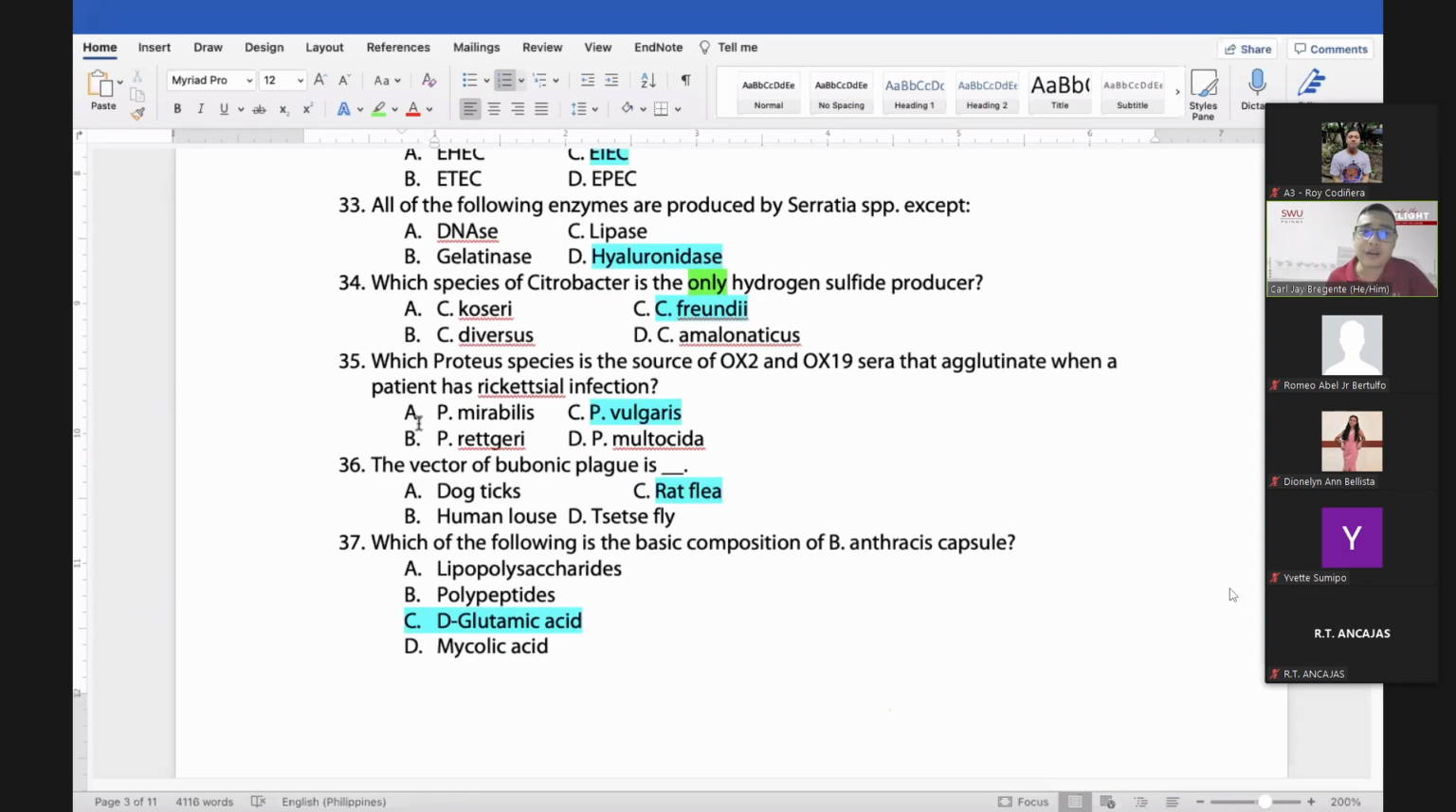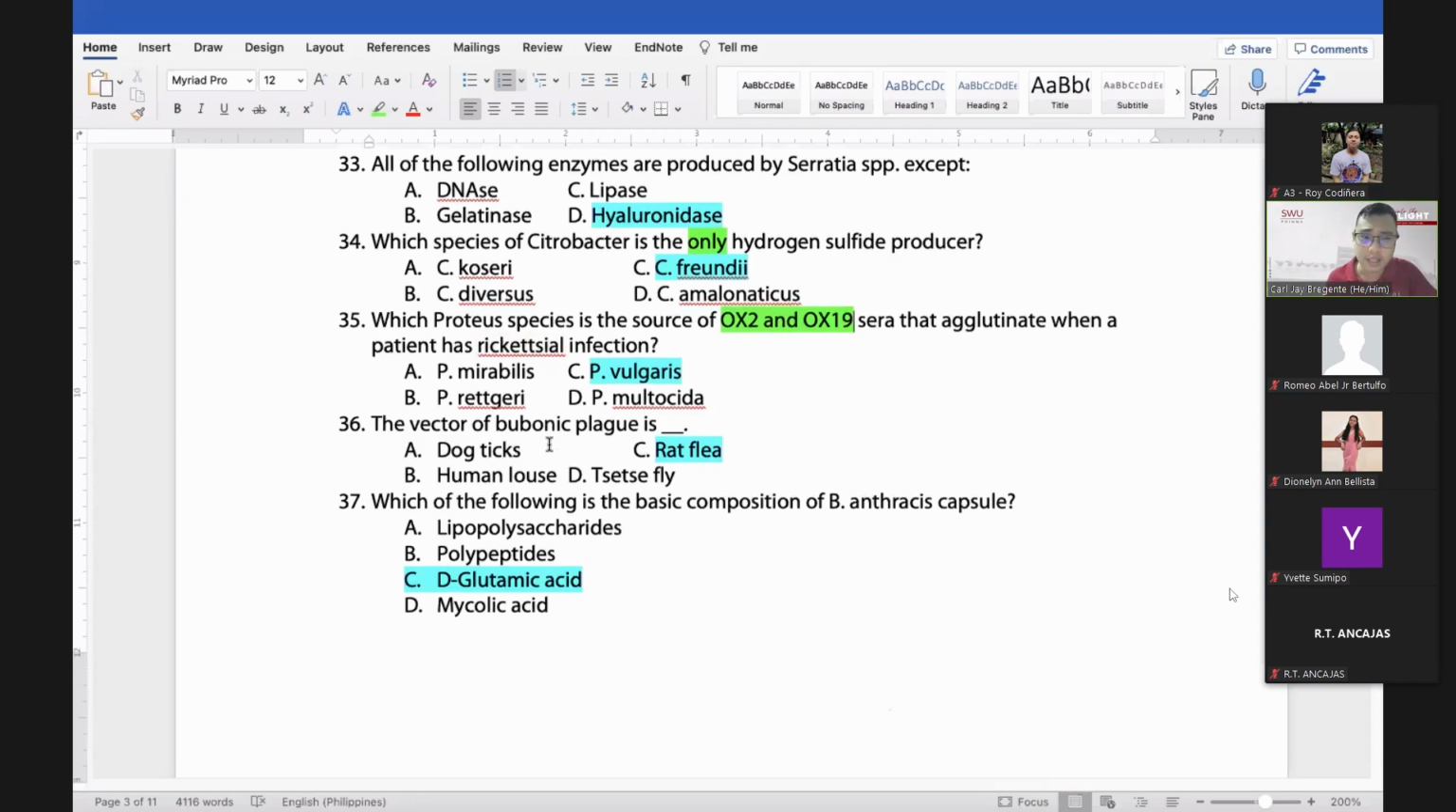Number 35, which Proteus species is the only source of OX2 and OX19 that agglutinates when the patient has rickettsial infection? Okay, so the correct answer is Proteus vulgaris. OX2 and OX19, you will learn more of this when we have the rickettsial discussion. The vector for bubonic plague. Bubonic plague is caused by Yersinia pestis. So the vector for that is rat flea. Okay.